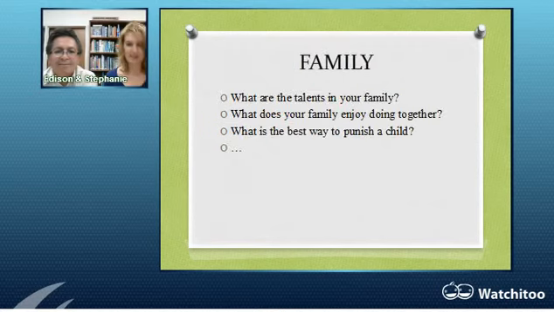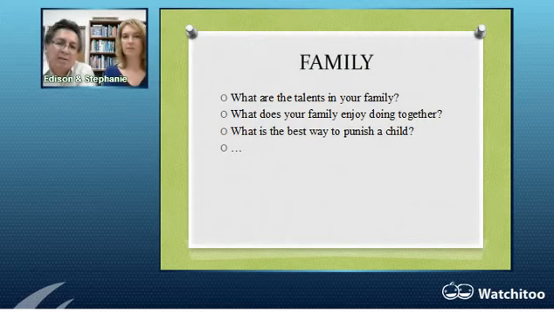Okay, the next one is with your family. We were talking about people as individuals, right? But also something important in everybody is family. Then you can talk about what the talents in your family are. You can practice modal verbs, negative and affirmative sentences, and then say, what does your family enjoy doing together?